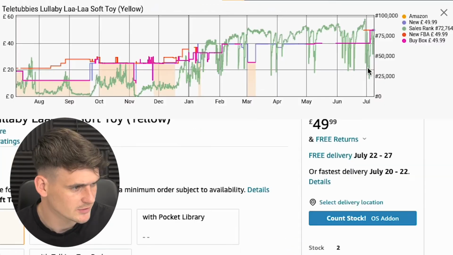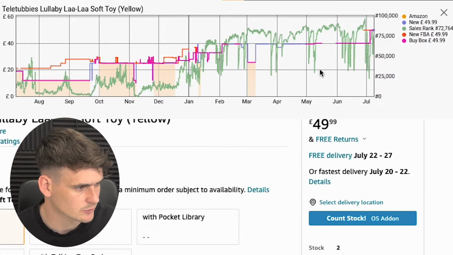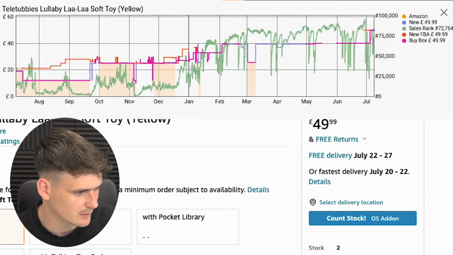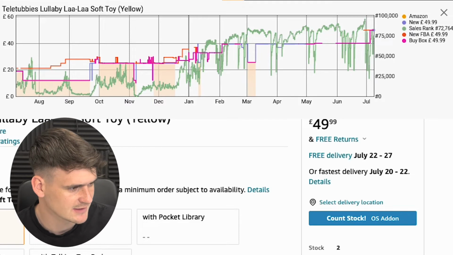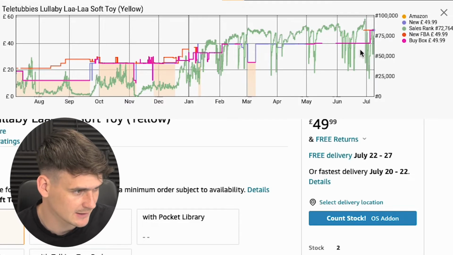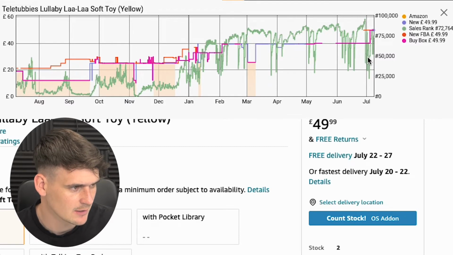Now looking at this price graph, we'll start on the sales rank again. We can see it's not selling much here. It marries up with the 5 to 30 sales on Profitl. It is selling, we can see that it is dropping and going up. So there's definitely sales here, but there's not very many sales. So straight away we can see that there's probably a problem on this product.